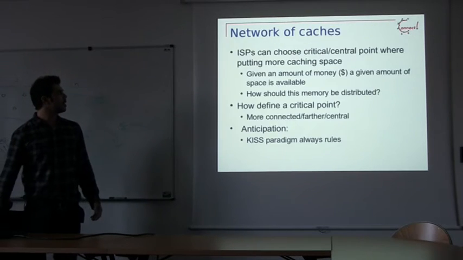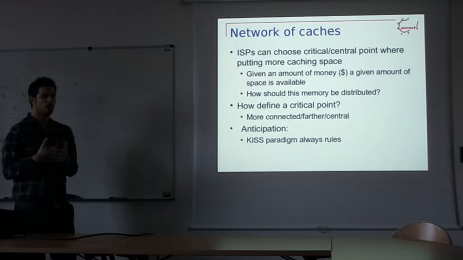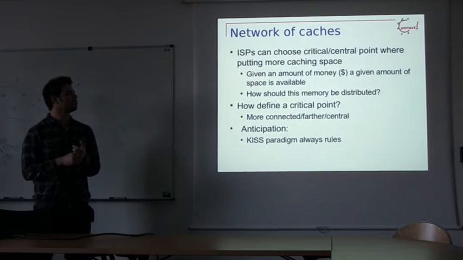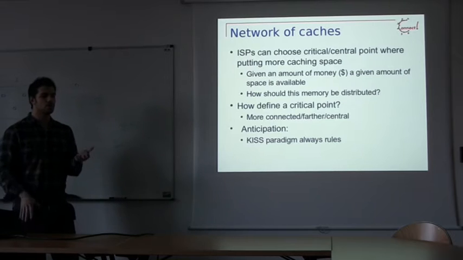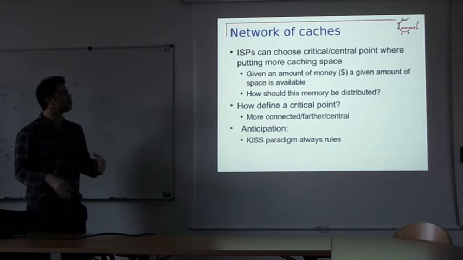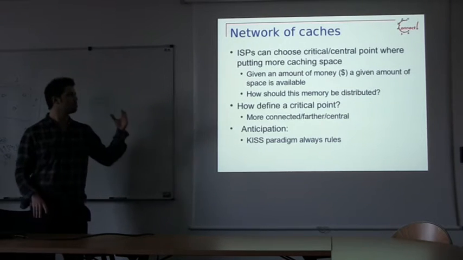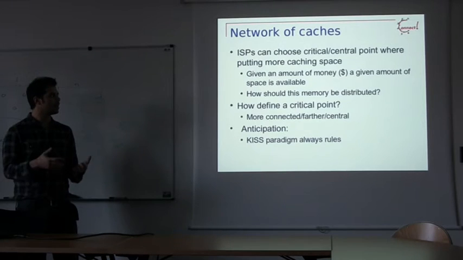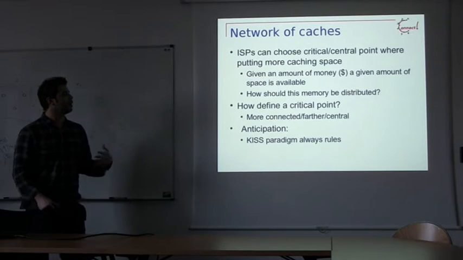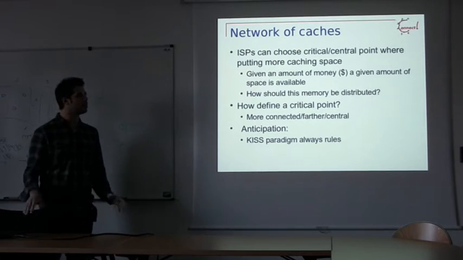So in this case, we have a network of caches, and we consider that an ISP has a given amount of memory to distribute among these nodes. And so the problem is, one solution is to split this memory among all the nodes, so each content store has the same amount of memory. Another solution is to find a critical point where to put more memory, and at some other point of the network we can subtract this amount of memory. So the total amount of memory is always the same.